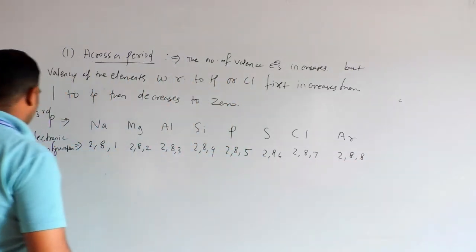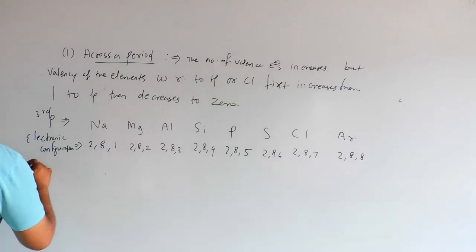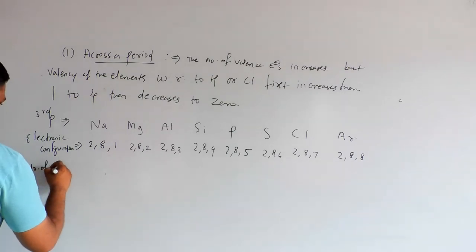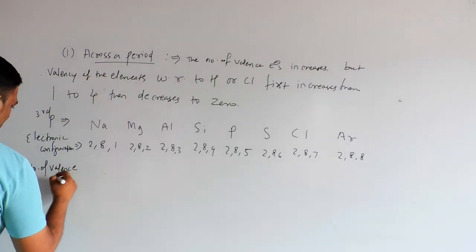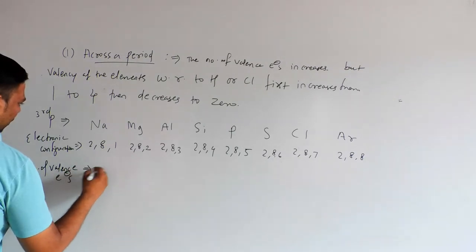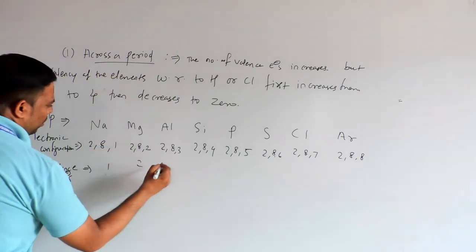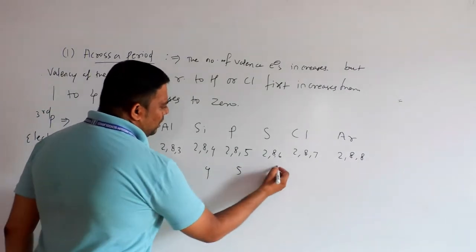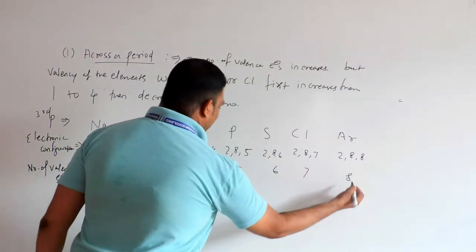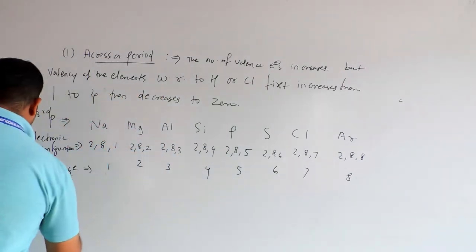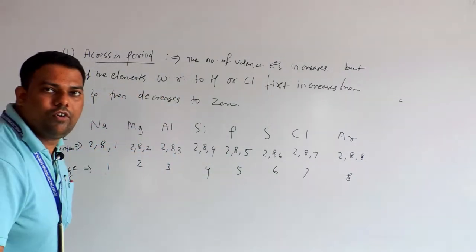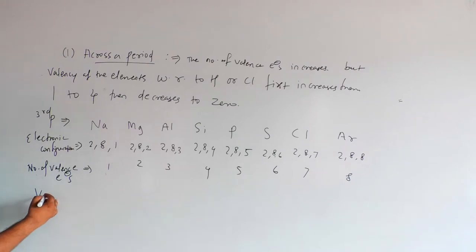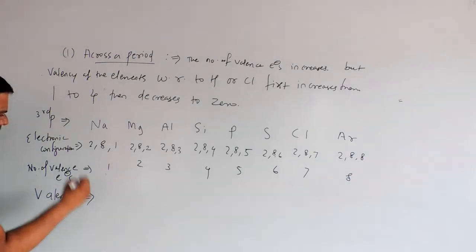2, 8, 8. Now we will discuss the number of valence electrons also. 1, 2, 3, 4, 5, 6, 7, and 8 valence electrons are there. Now, the most important part, valency. So valency, what will happen?